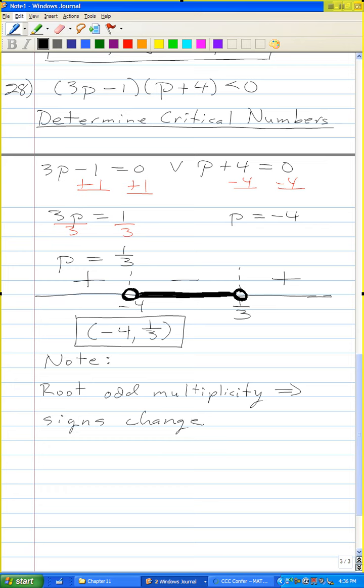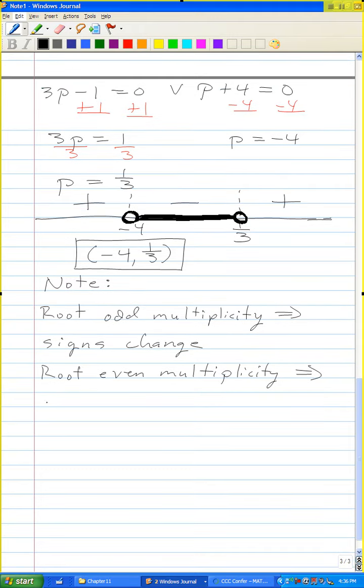When you cross that root. Whereas if the root has an even multiplicity, such as if this was 3p minus 1 quantity squared, so if there was a power up here of 2, then the sign would not change when you cross the root. So the signs do not change when you happen to cross that root.